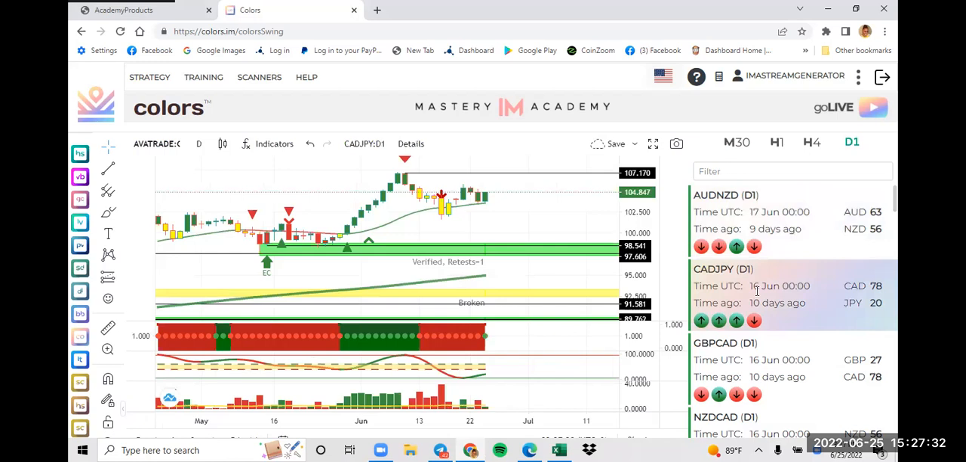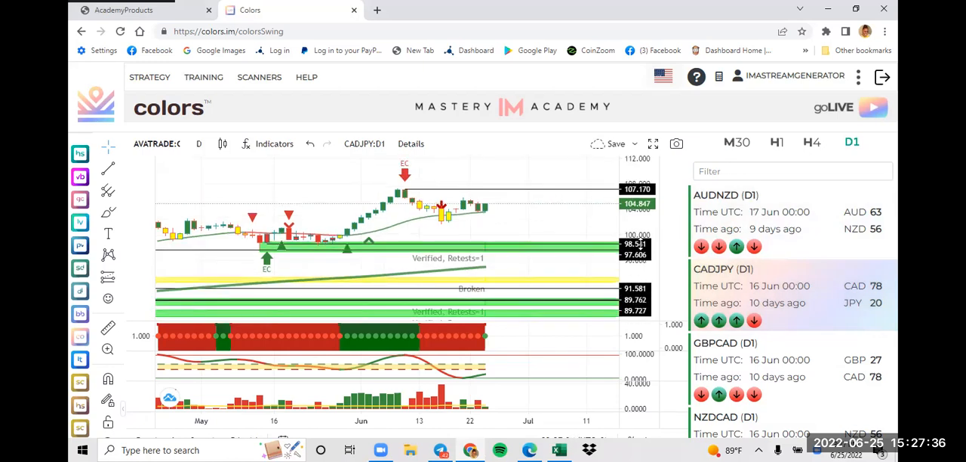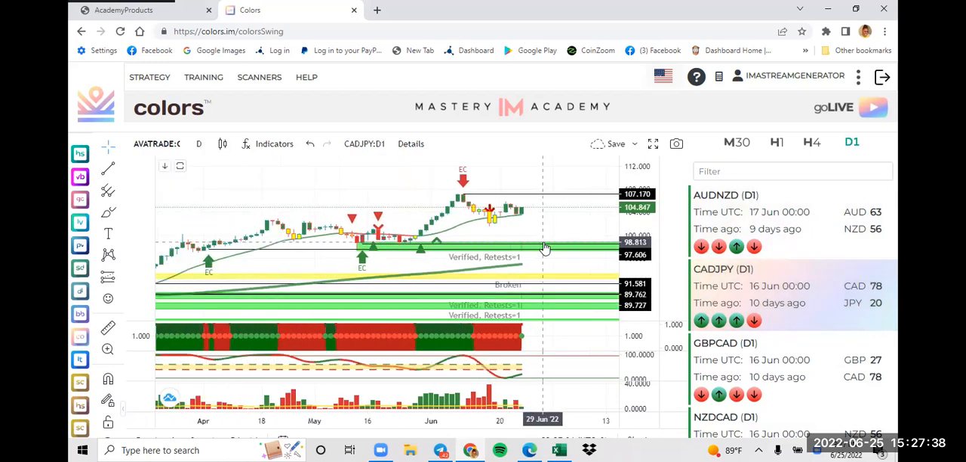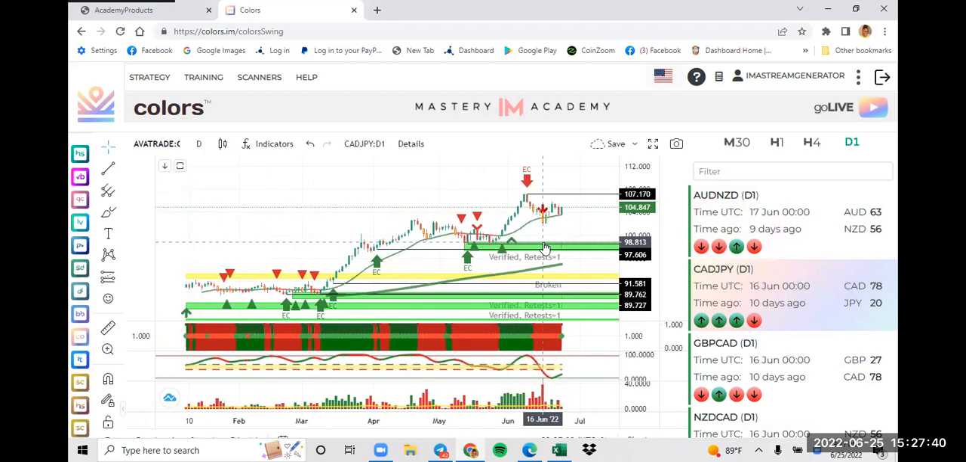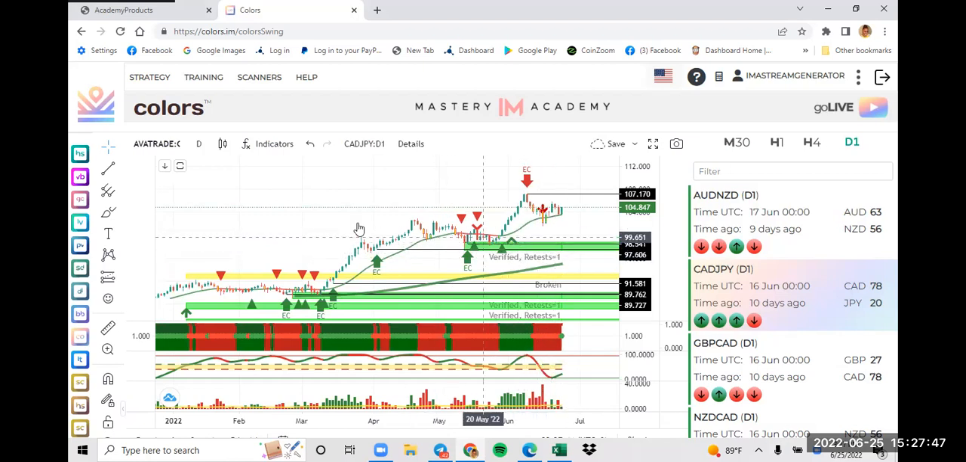All right. So let's do this one. This is CAD JPY. Do we have a Trinity? That's the first thing, right? Yes. Box, swing arrow, and the EC. So we have a Trinity, yep, we got one. So next question. Are the guideline and the supreme matching? Yes. Yep, we got it.